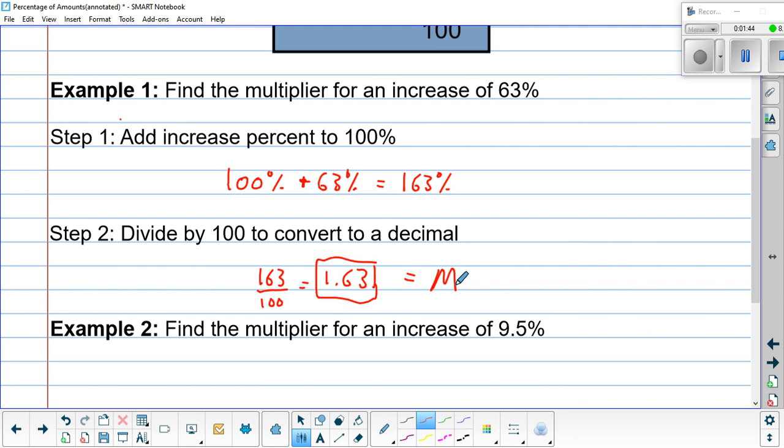Find the multiplier for an increase of 9.5%. Here, we start at 100%, and increase means add. Adding 9.5% means we're going to have 109.5%, which we then divide by 100, and that results in 1.095. And that is our M.